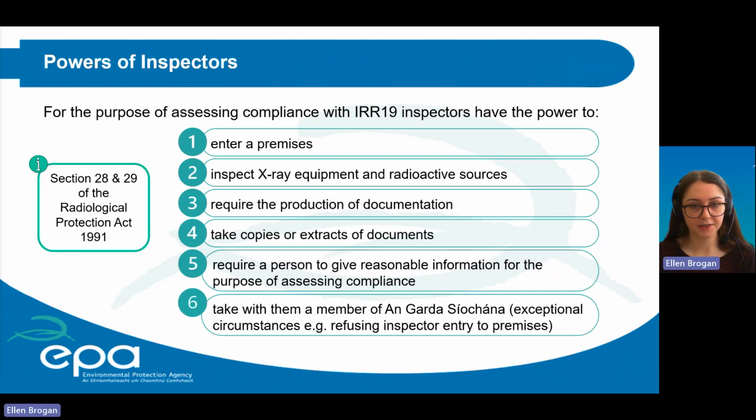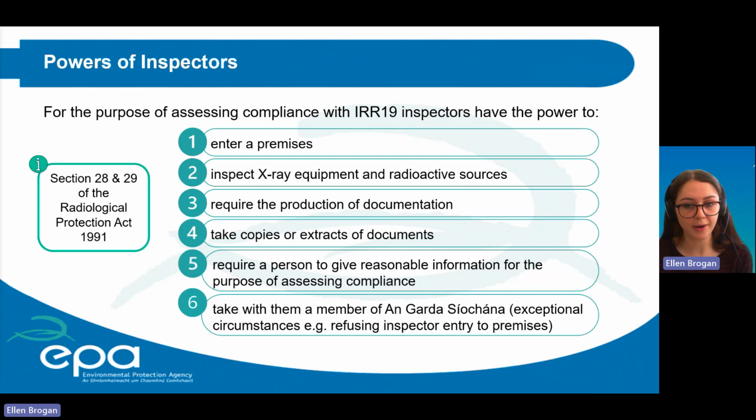So, the powers of inspectors. The radiation protection inspectors are appointed under Section 28 of the Radiological Protection Act 1991, and the powers of inspectors are given in Section 29 of this Act. So these cover the measures that an inspector may take either for the purpose of assessing compliance with the Act or any regulation made under the Act, or for the purpose of preventing or alleviating the escalation of danger.